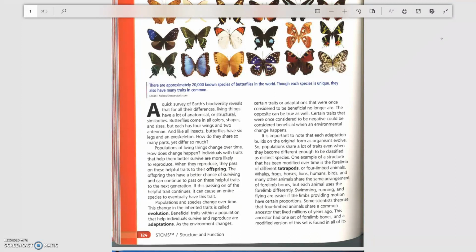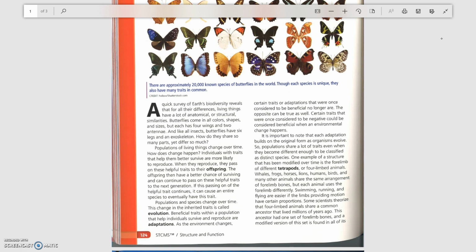So therefore, that animal can survive long enough to reproduce, and it's likely that it's going to pass on those traits to its offspring. When they reproduce, they pass on these helpful traits to their offspring, which are their children. The offspring then have a better chance of surviving and can continue to pass on these helpful traits to the next generation. If this passing on of the helpful traits continues, it can cause an entire species to eventually have this trait. Populations and species change over time. This change in the inherited traits is called evolution.